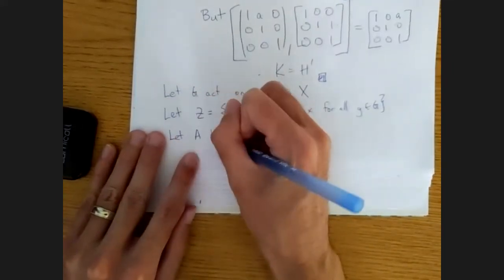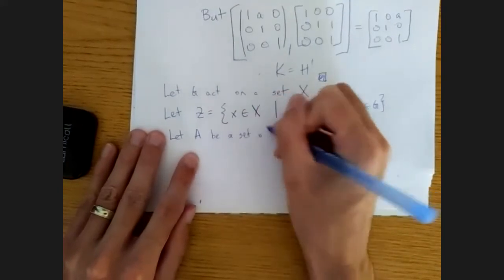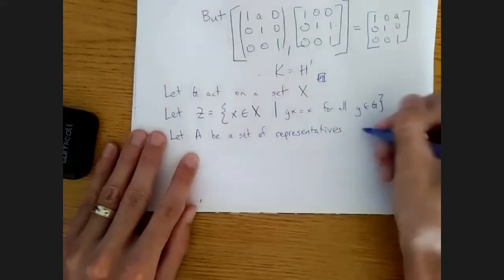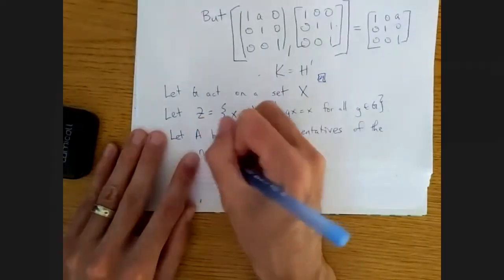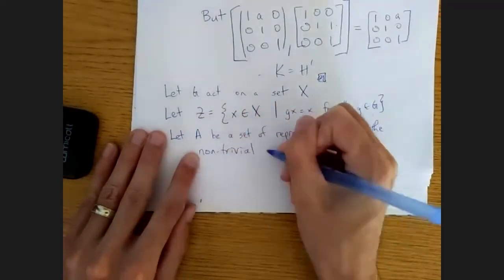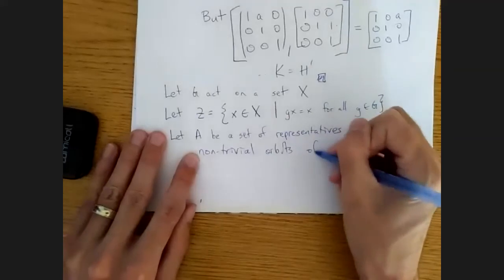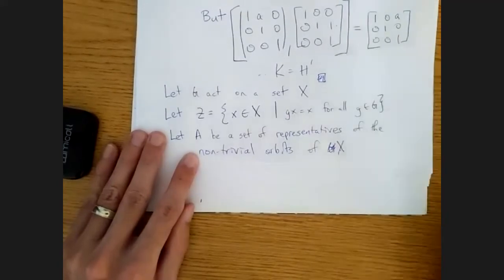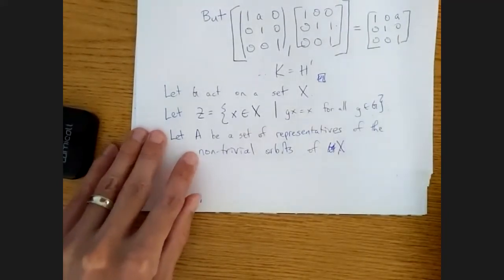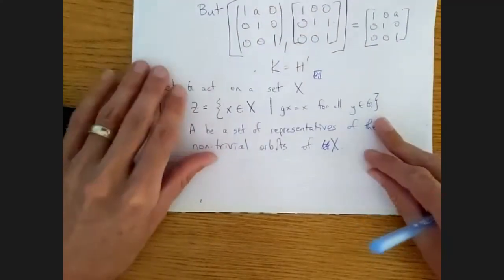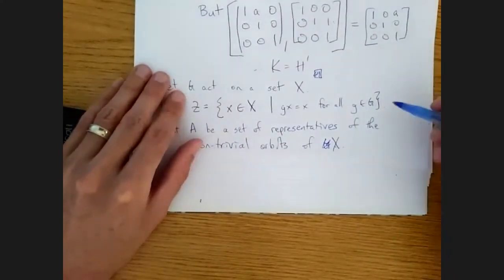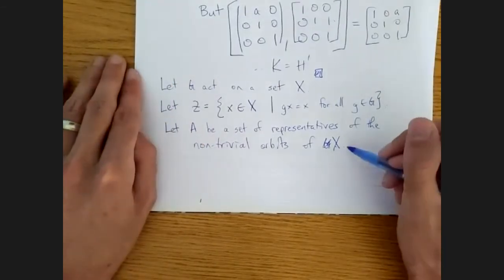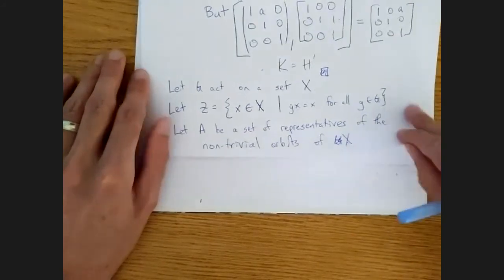Okay. And then let A be a set of representatives of the non-trivial orbits of X under G. Okay, so what do I mean by that? Well, just go to the next page to remind you. But basically, we collected all the orbits of size 1 here in Z, and for every other orbit, just pick an element from it.